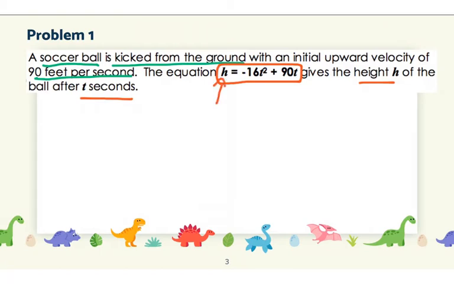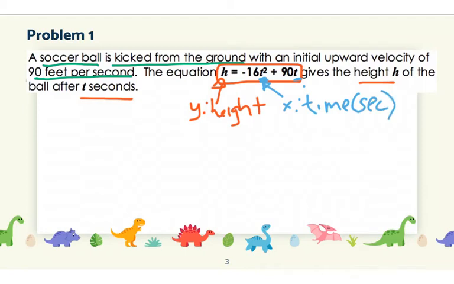This h value here is really like our y values, and it is the height. And then let me do a different color. Here the t value is kind of like our x's. I see them here and here. And that is the time in seconds. Do they tell us what the height is? Oh, yeah, the height is in feet. So that's really good to know.